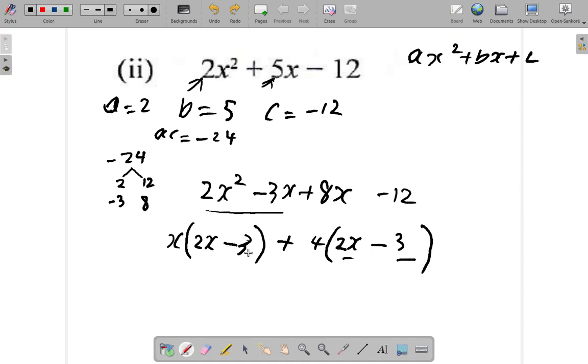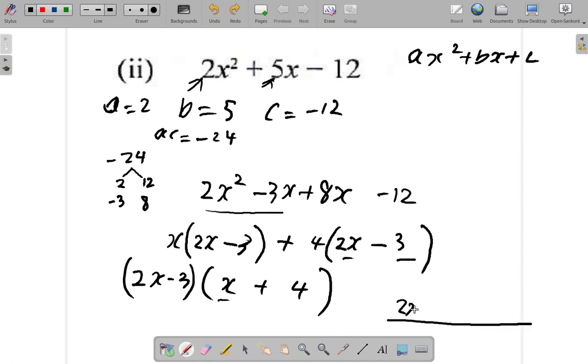So you must always get the same thing in the brackets. So we got that 2x minus 3. Then you put the bracket, what you have here as a common factor. Then here, 2x minus 3 times this will give you x times 2x minus 3. Obviously it is x that you would have here. Plus 2x minus 3 times this will give you 4 times 2x minus 3. So here it is 4. So this is the answer. So the answer is 2x minus 3, x plus 4. Alright, good.